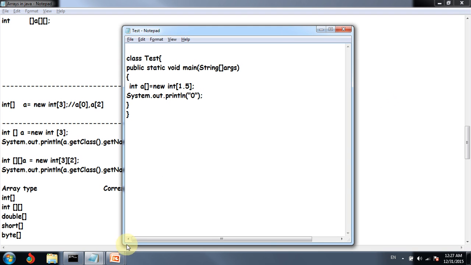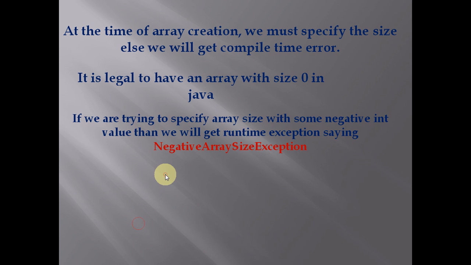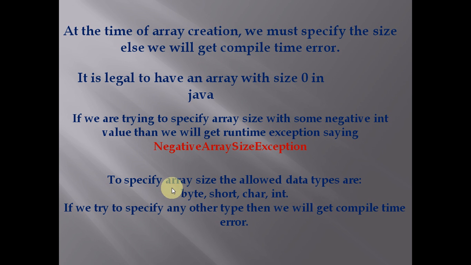This was the next point related to arrays. If we try to specify the array size with some negative int value, then we will get a runtime exception. We have already seen this point. To specify array size, the allowed data types are byte, short, char, int. We have seen that there is no way we can specify float and double, and negative size is also not accepted during runtime, but the restriction goes to byte, short, char, int. Long was not given the same. Even long was not given the opportunity.